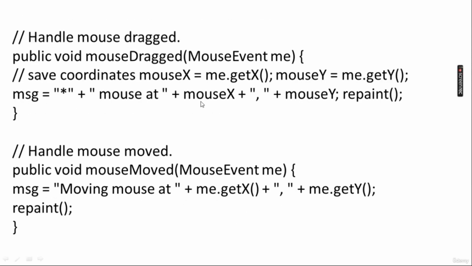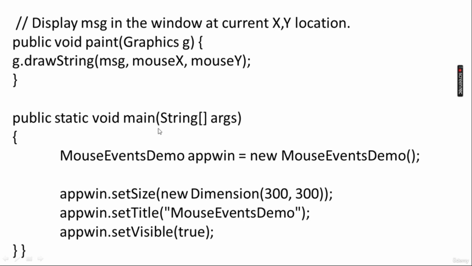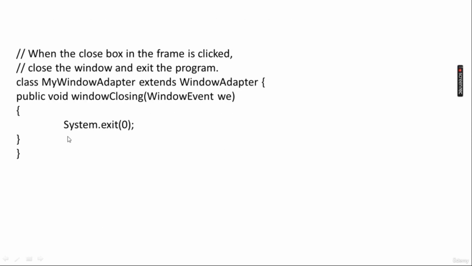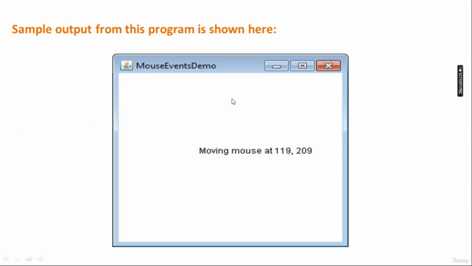We are creating its object in the public static void main. So here it exists, public static void main. appWin is equal to new MouseEventsDemo. Then setSize, setTitle. The size is 300. Then the title is "Mouse Events Demo". setVisible is equal to true. When the close box is clicked, close the window and exit the program by System.exit(0). MyWindowAdapter extends WindowAdapter and overrides the windowClosing method. Pass the WindowEvent object.